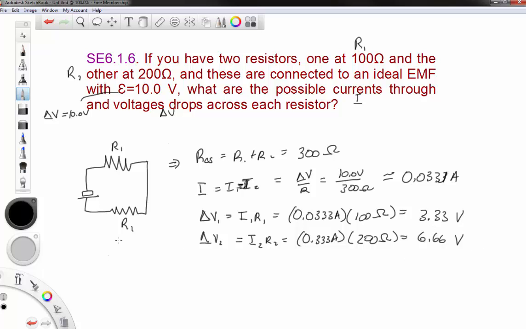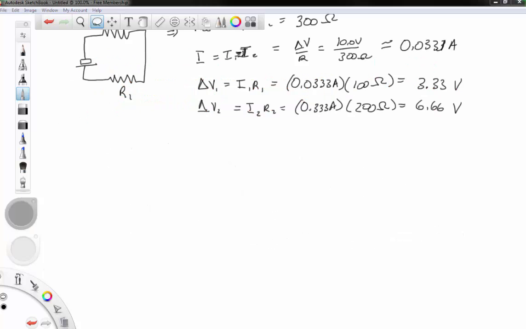What happens now if we put them in parallel instead? Then the combination might look something like this. Again, we have our battery. This time, however, the battery is connected to these two such that here is R1 and over here is R2. So they're in parallel with each other now.